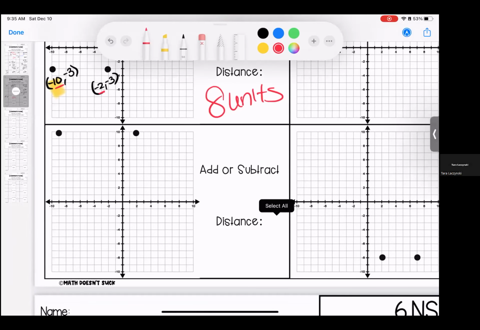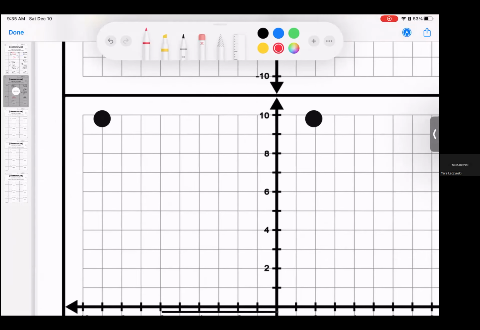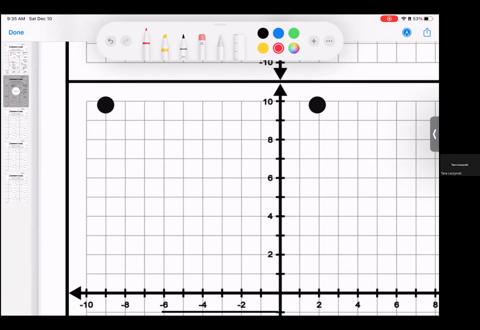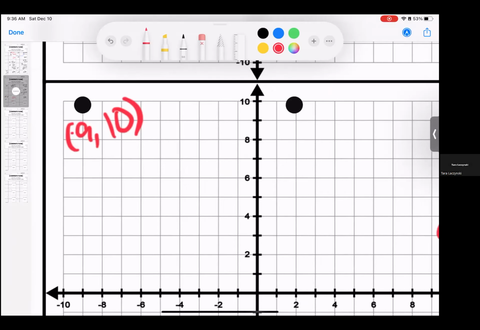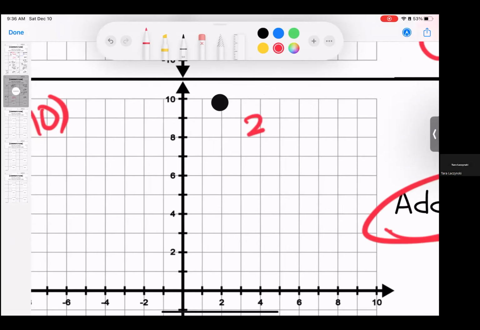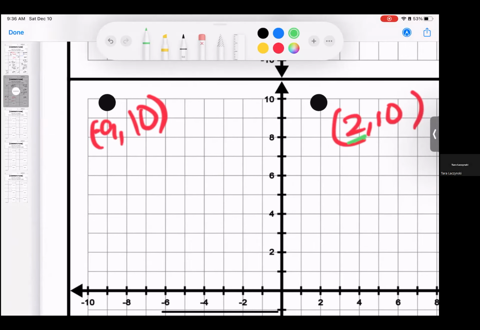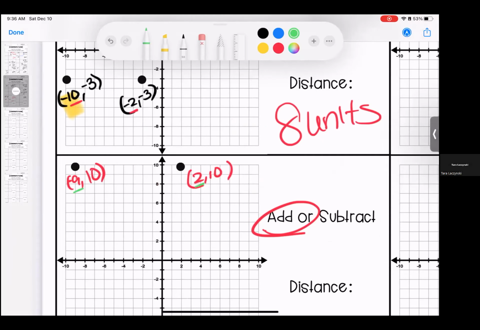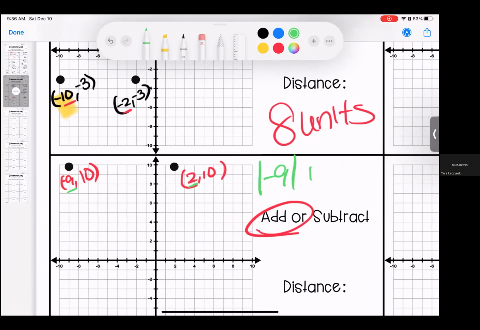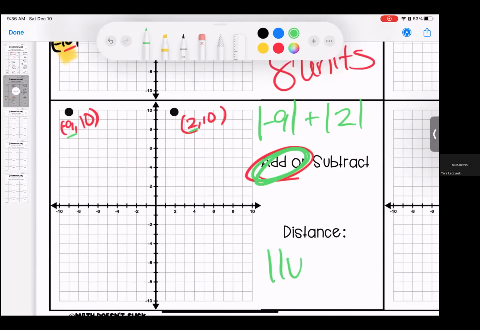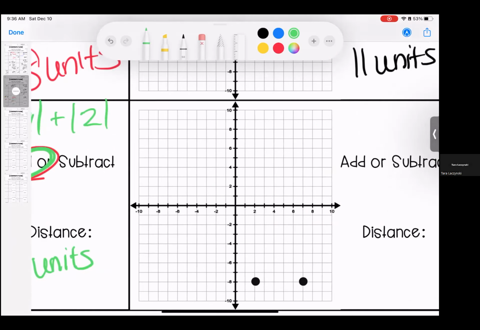Coming down here, we're going to add them because they're in different quadrants. For this one, we are going to go over to negative 9 and up to 10. Over here, we're going to go over to 2 and up to 10. So we're looking at the difference between 2 and negative 9. So we are going to take the absolute value of negative 9, add it to the absolute value of 2, because we have to get from negative 9 to neutral, and then from neutral to positive 2. 9 and 2 gives us a distance of 11 units.